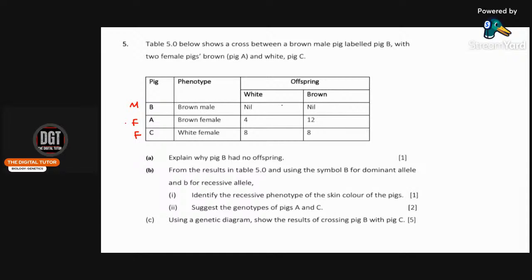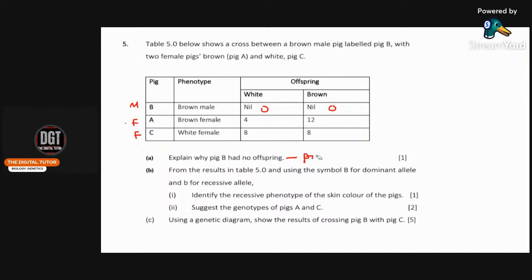So now after crossing, as you can see in the box for offspring, we have white and brown. But under male, there's nil, which means 0, no offspring, and here 0, no offspring. The question is, explain why pig B had no offspring. It's a male. Do male pigs give birth? No. Pig B is male, so it does not give birth.